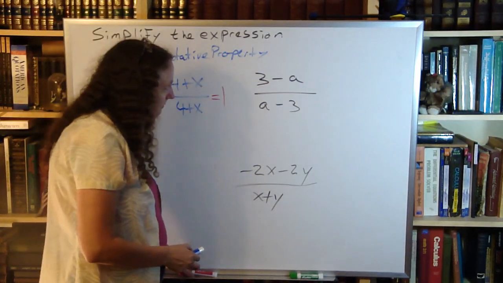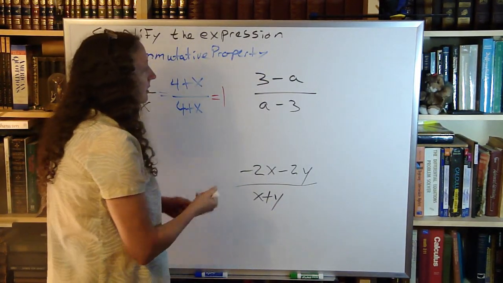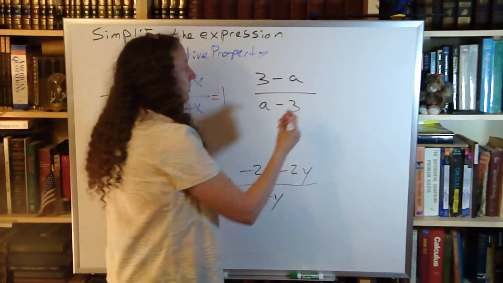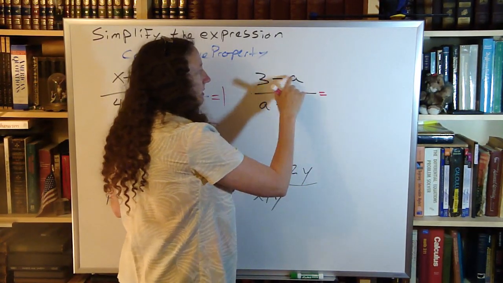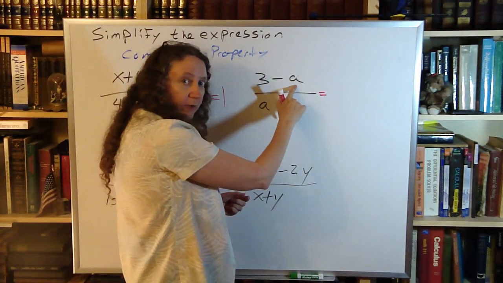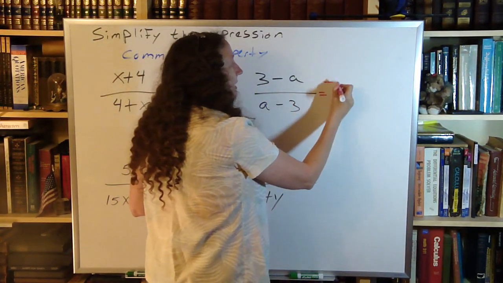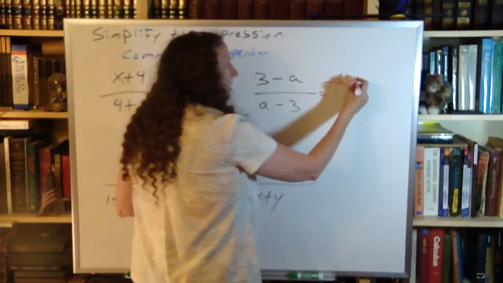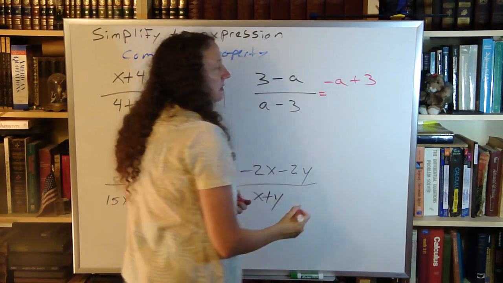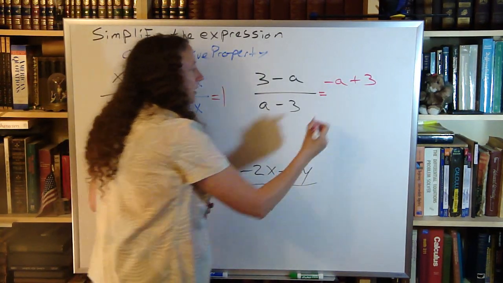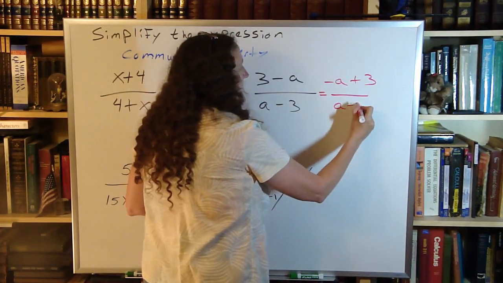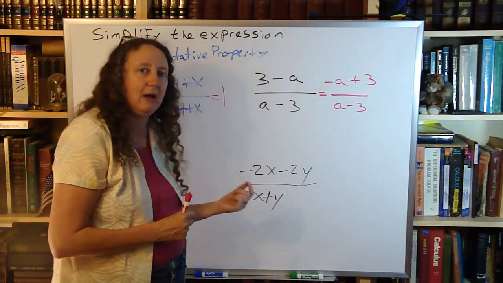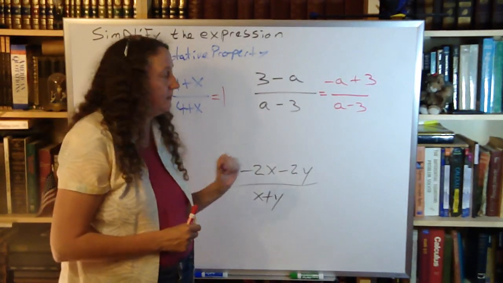Over here, looking at this one, I'm going to again try the commutative property. So I'm going to pick up this a. Remember that the sign goes with the number after it. So it's negative a. And if no sign is written, it's assumed to be plus 3 over a minus 3. Doesn't quite work out, but there is another thing I can do.